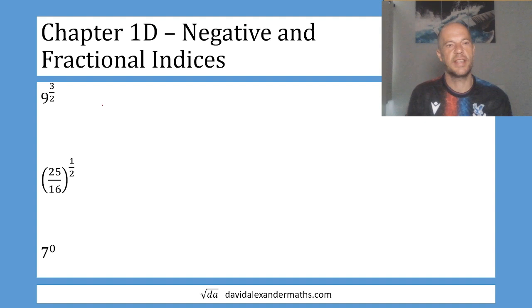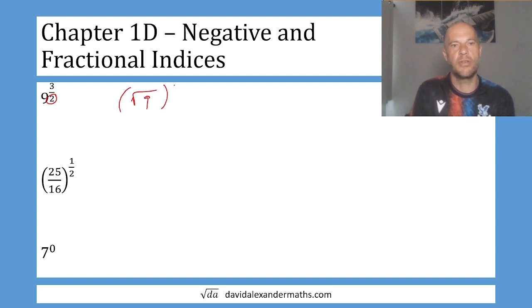Okay, so things get a little bit funky when it's 3/2. So what we need to do here is we are going to be taking this root of 9, so we are square rooting 9, and then we are cubing the answer. So it's the square root of 9 cubed. Root 9 is 3, so that is 3 cubed, and 3 cubed, 3 times 3 times 3 is 27. So remember, that's the root we take, and then we raise it to this power.